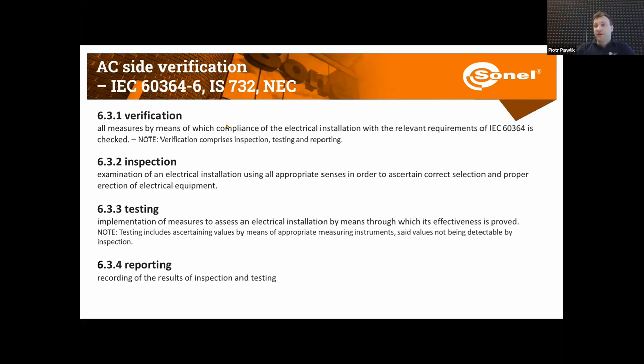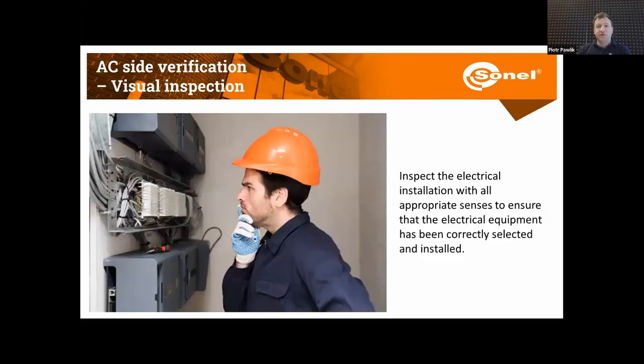And here, similarly, the verification includes the inspection, so the visual check, testing, so checking the electrical values with the meters, and finally the reporting, where the report includes the results of the visual inspection and the electrical testing. So first we perform the visual inspection, and the same as on the DC part, we should inspect all electrical installation with appropriate senses to ensure that electrical equipment has been correctly selected and installed.